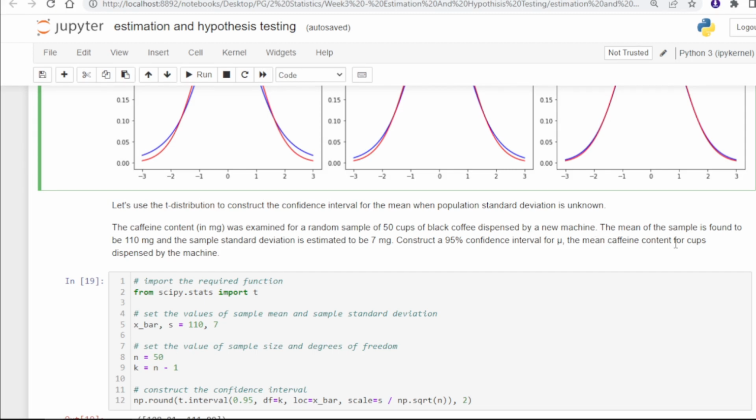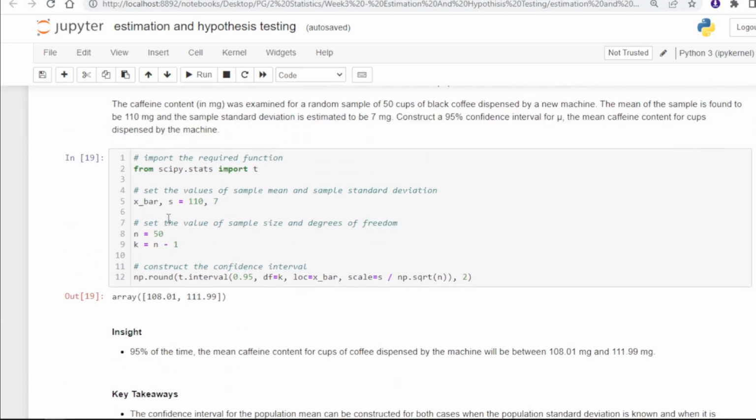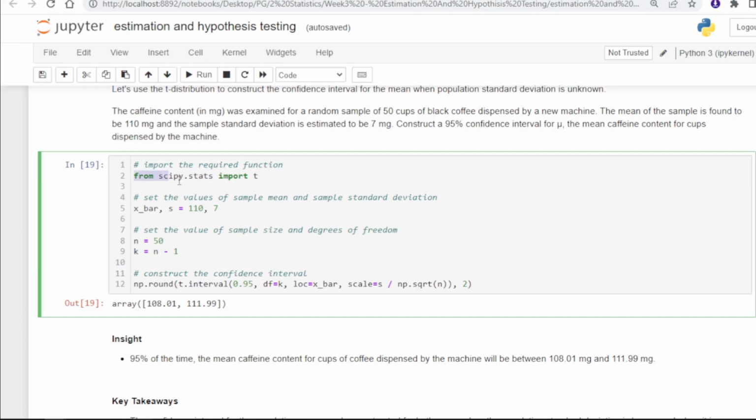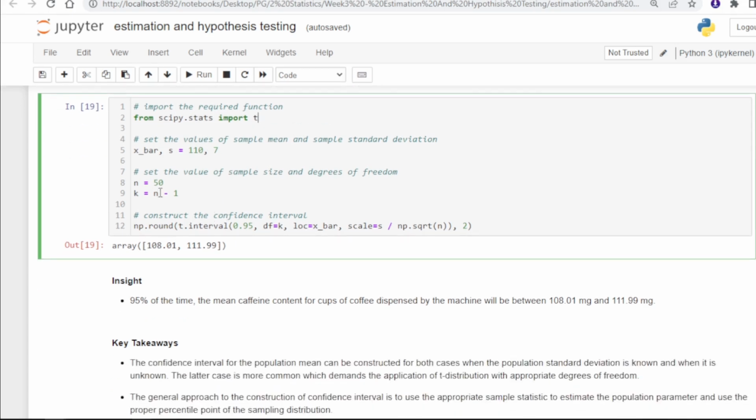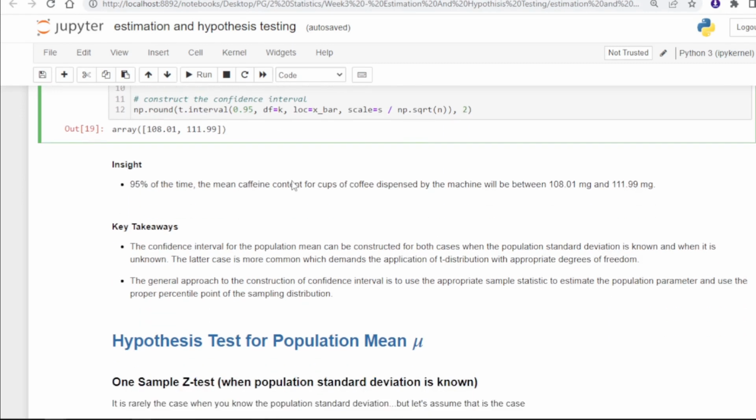So the mean of the sample is found to be 110 mg and the sample standard deviation is estimated to be 7 mg. Construct a 95% confidence interval for mu, the mean caffeine content for cups dispensed by the machine. Here you can see the required function t, where we are setting the value of sample mean and sample standard deviation, setting the value of sample size and degree of freedom, and here you can see that we are constructing the confidence interval.